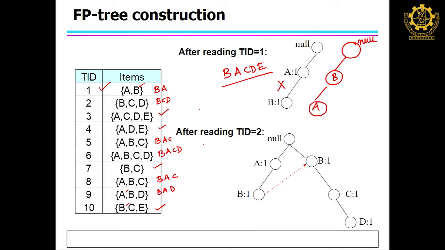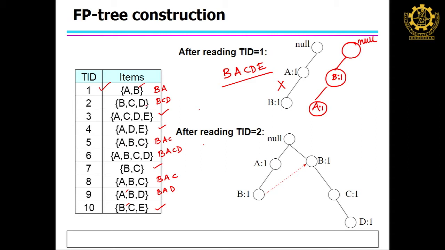This seems to be wrong. Okay. So, then what you have to do? So, B along with you write the support of B. Support of B means at that moment, how many B? It is only one transaction. So, B is 1 and A is 1.